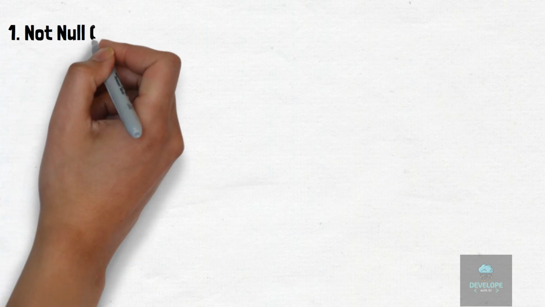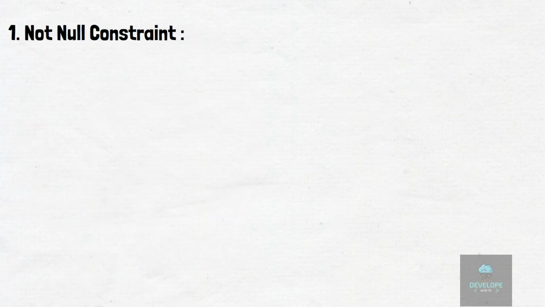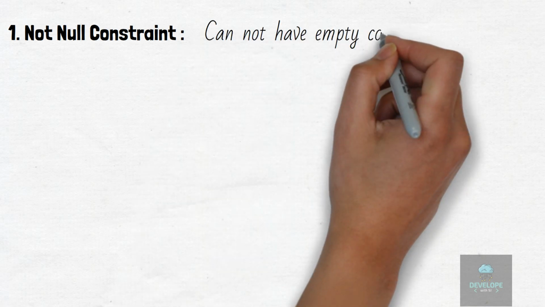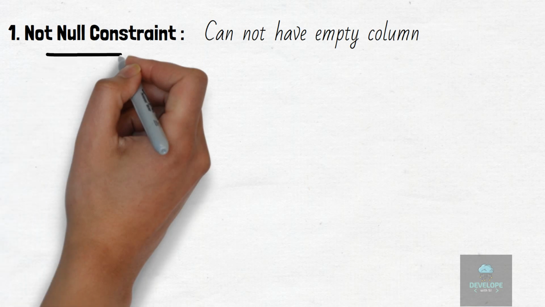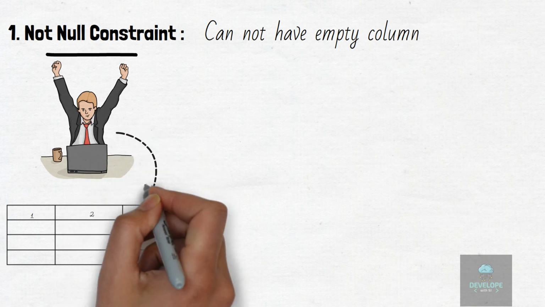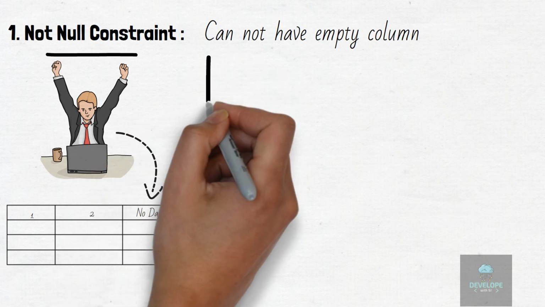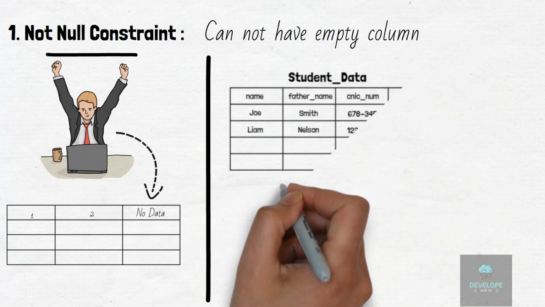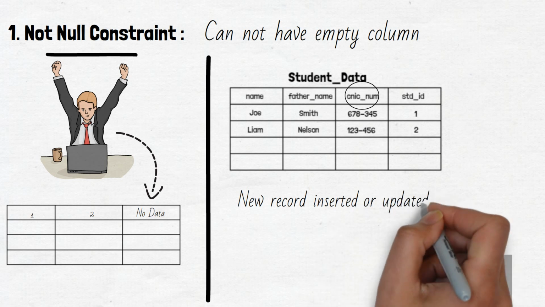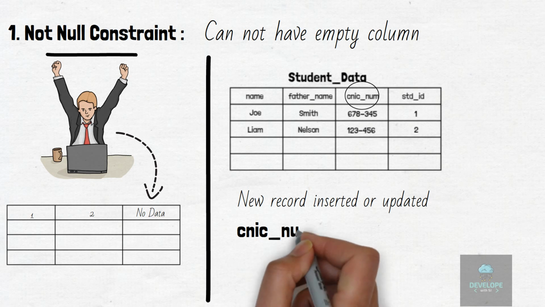First one is not null constraint. As the name suggests, this constraint ensures that some data is entered in the specified column, and it cannot be left empty. Without this constraint, a user can insert a row in a table without entering any data in that specific column. For example, in the student_data table, which we were discussing in our previous lecture, if we apply not null constraint on the CNIC number column, then every time a new student record is inserted inside the table, or any student's record is updated, it will be a must to enter the CNIC number, and it cannot be left empty.